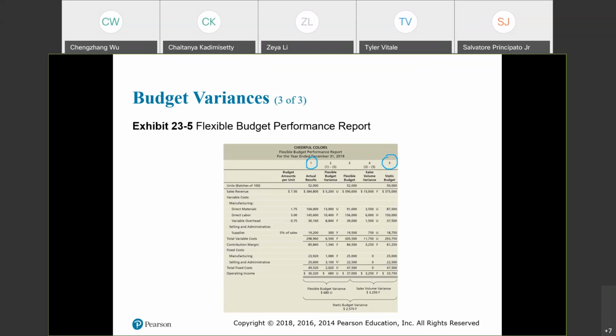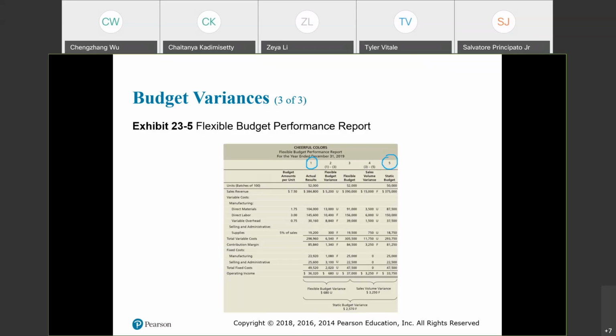Column 1 of the performance report shows the actual results based on 52,000 batches of sales. These amounts were originally shown in the previous slides and are not based on the budgeted amounts per unit, but are the actual operating revenues and expenses for this period. Actual operating income is $36,320 for 2019.